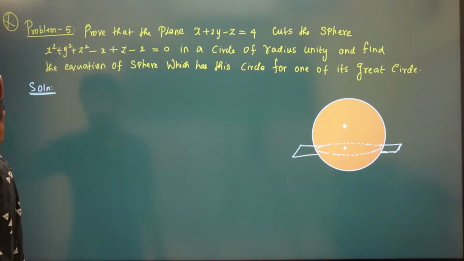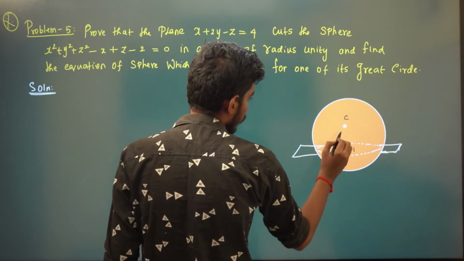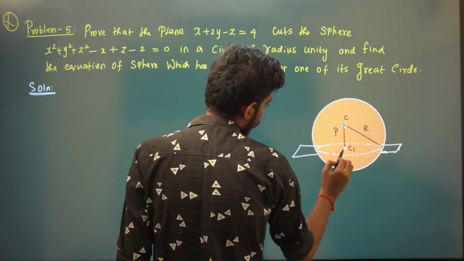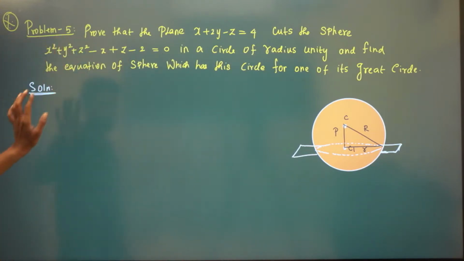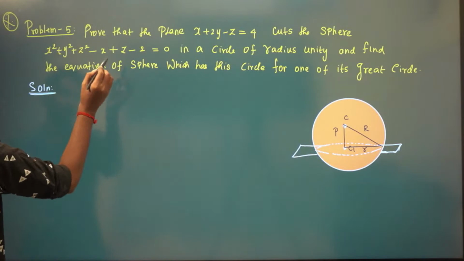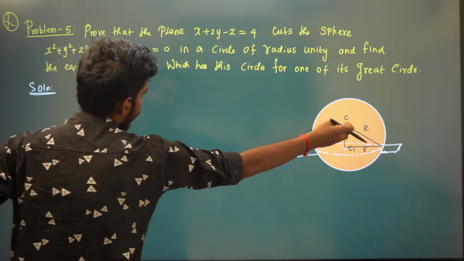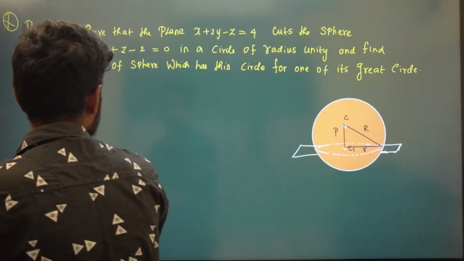So this C1 is the center of the circle. Capital C is the center of the sphere. This is P, this is capital R, this is small r. So we need to show small r is 1, right? This is the first part: to prove that the plane cuts the sphere in a circle of radius unity. Okay, so first we will find capital R and P. Both are very easy to find. Capital R is nothing but the radius of the sphere, and capital P is the perpendicular distance.